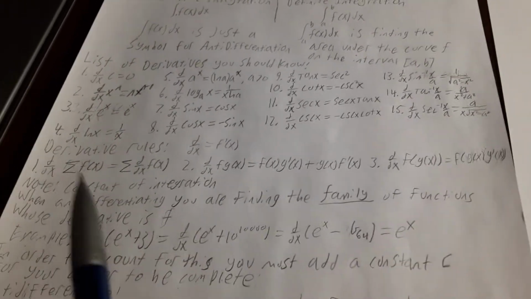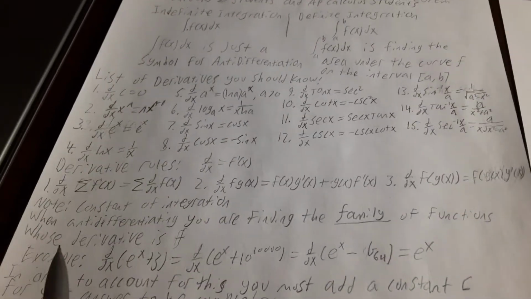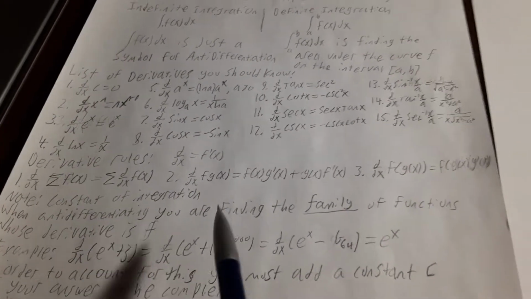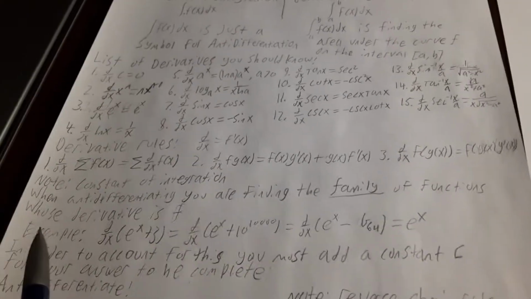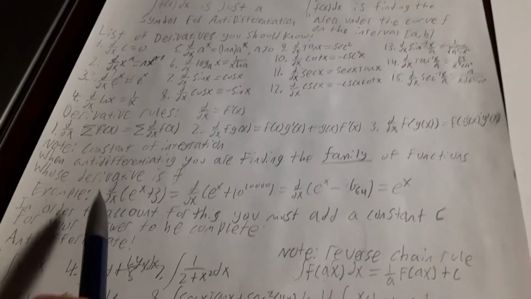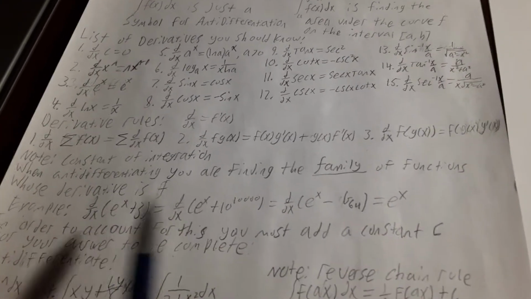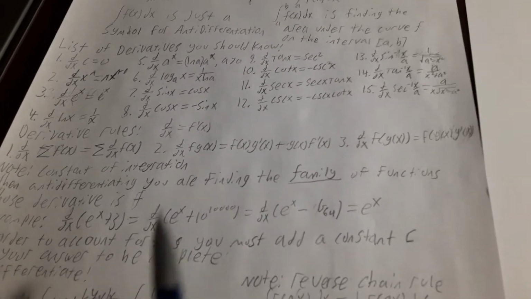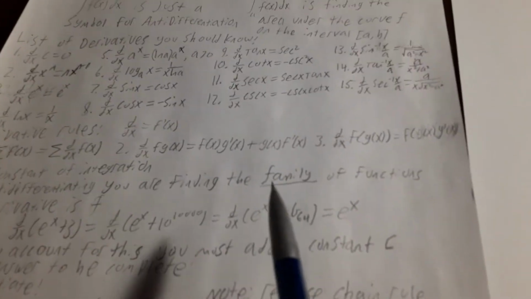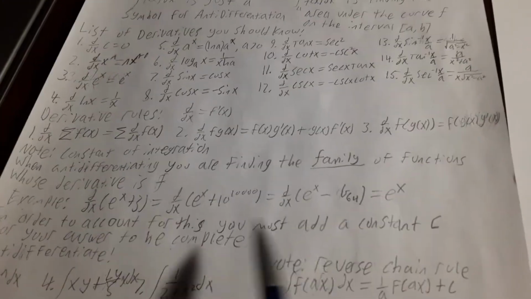So, when antidifferentiating, you are finding the family of functions whose derivative is f. Think about this. The derivative of all these functions is the exact same. These are all constants. So that means that the derivative of the function is the same, even though all the original functions differ by a constant. So that's why whenever you're doing antidifferentiation, we account for this by adding a constant c.